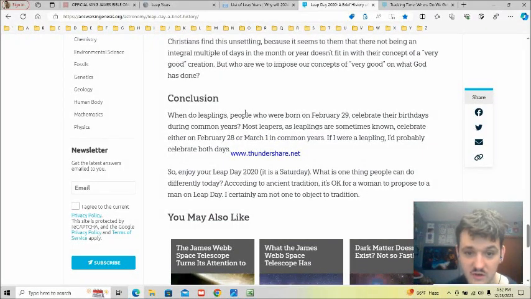When do leaplings, people born on February 29th, celebrate their birthdays in common years? Most leapers, as leaplings are sometimes known, celebrate either on February 28th or March 1st in common years. If I were a leapling, I'd probably celebrate both days. So enjoy your leap day 2020, and also 2000.